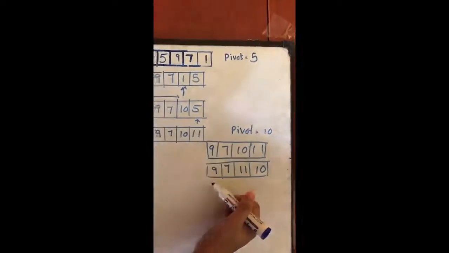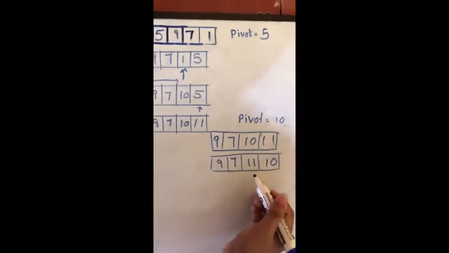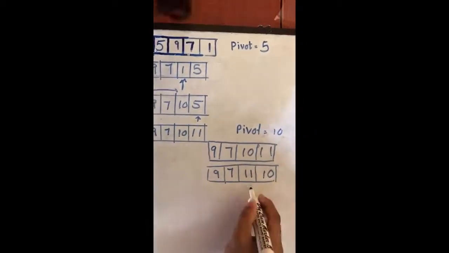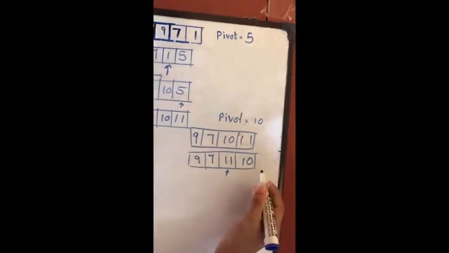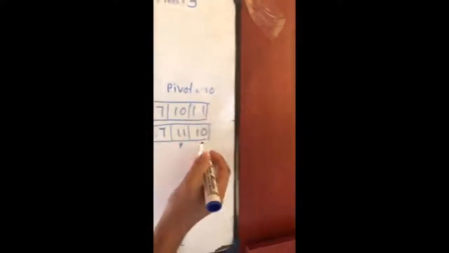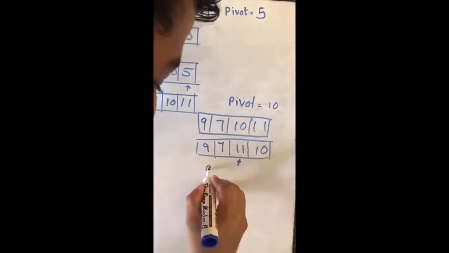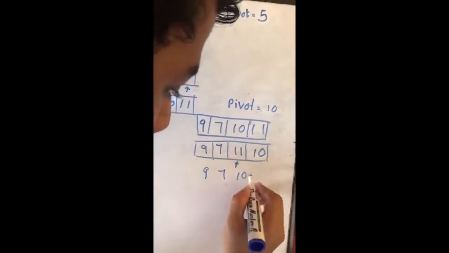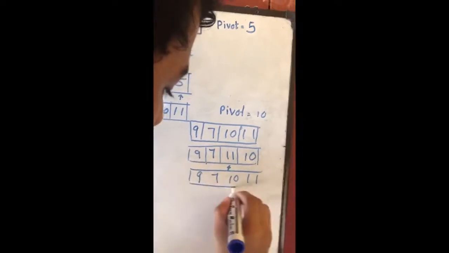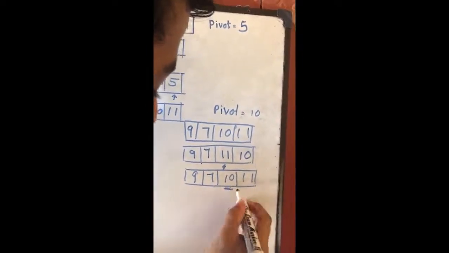We start from the left side for finding the biggest value than our pivot, and we can find 11. And from the right side there is no smaller value, so we can swap this, and so we can find the right position for this element.